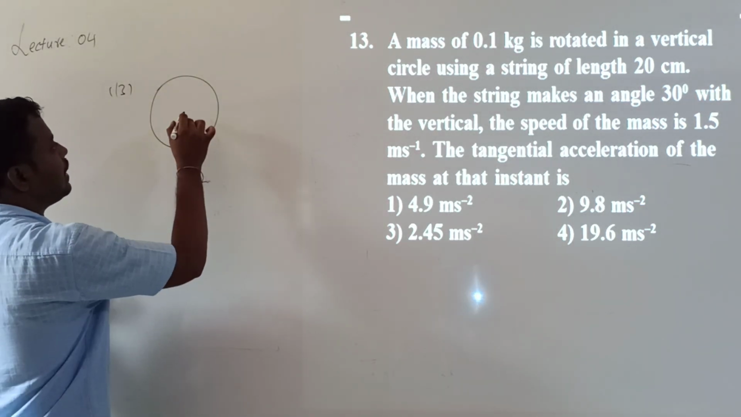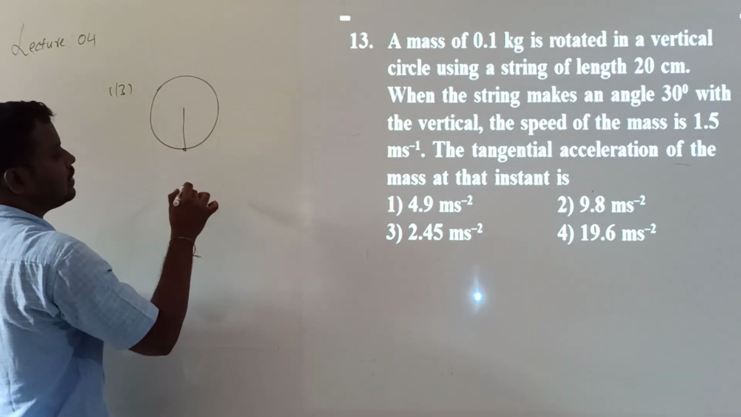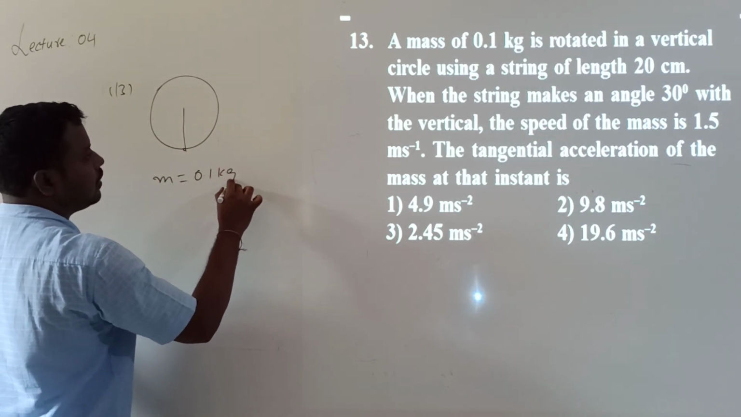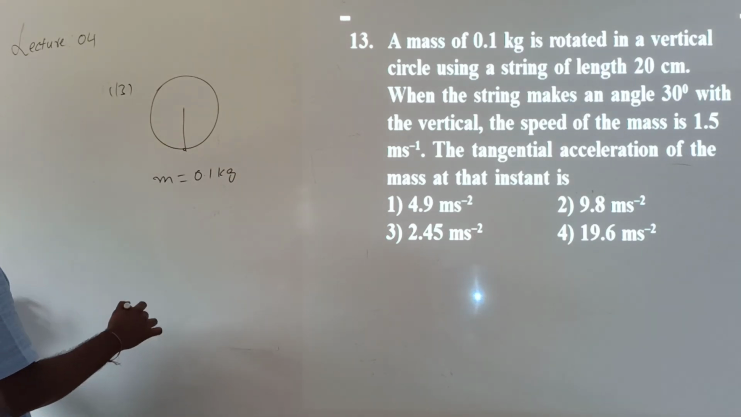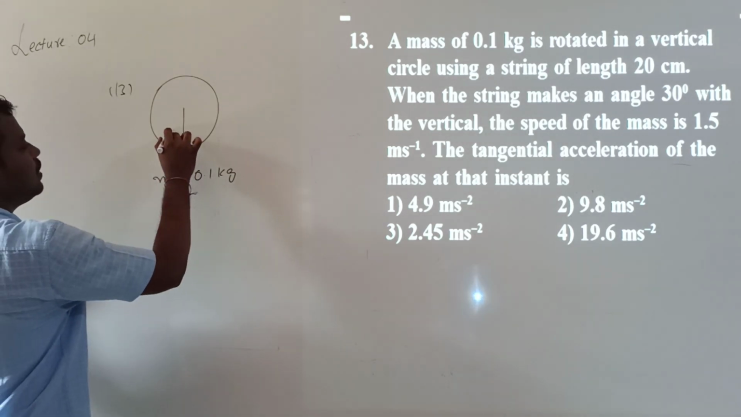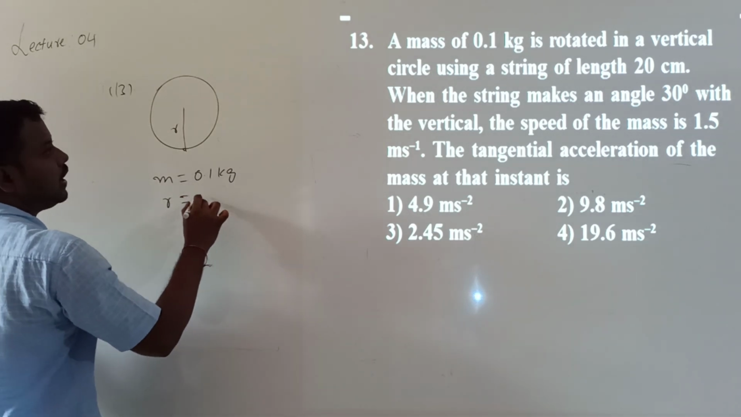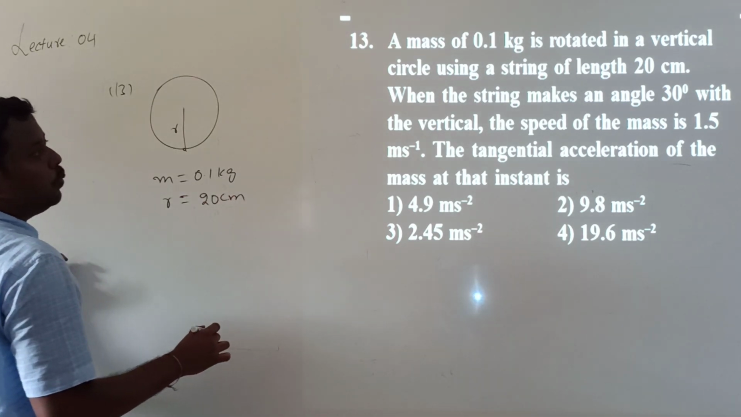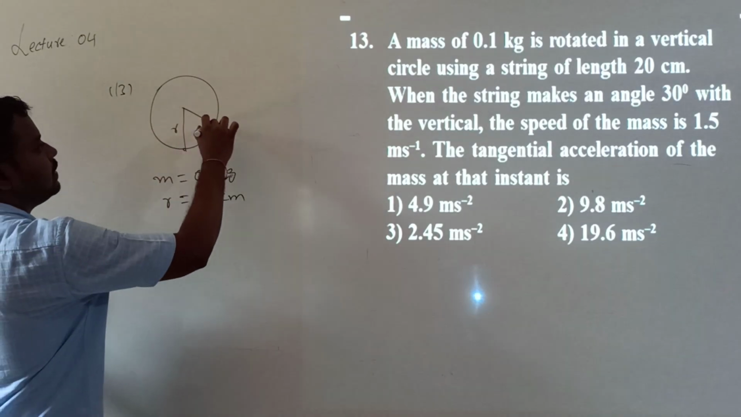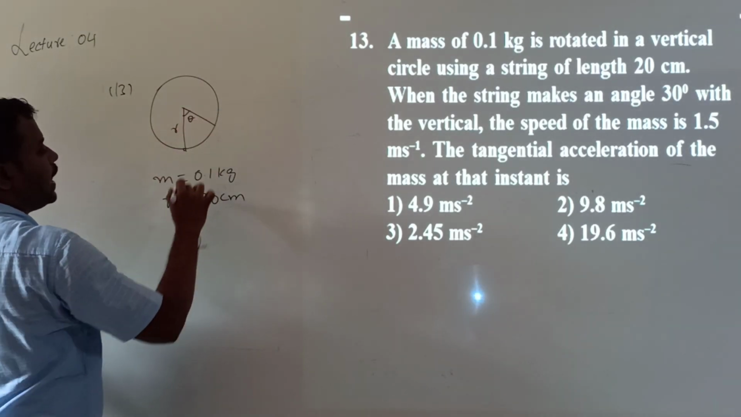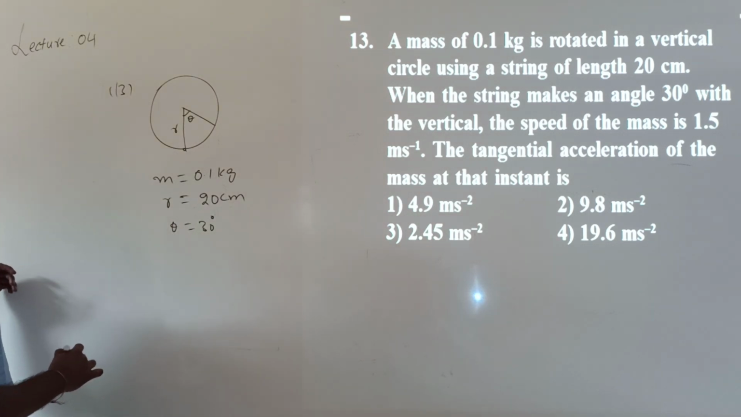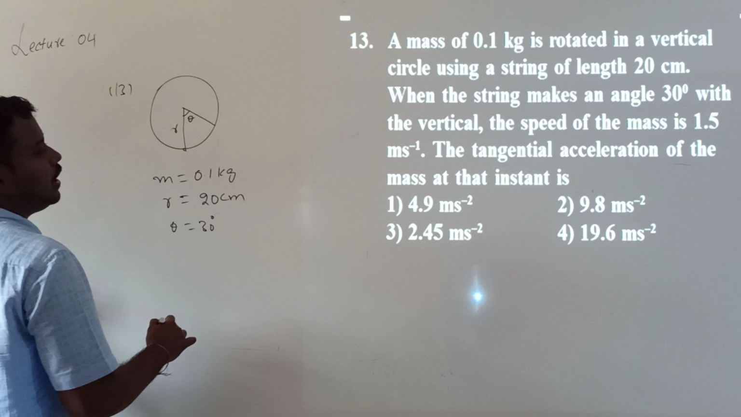What is the mass of the body given? The body mass is given as m equal to 0.1 kg. It is moving in a vertical circle by a string of length, so that is only the radius. So r is given as 20 centimeters. When the string is making an angle of 30 degrees, the string is making an angle theta. So theta is equal to 30 degrees. The speed of the mass is 1.5.